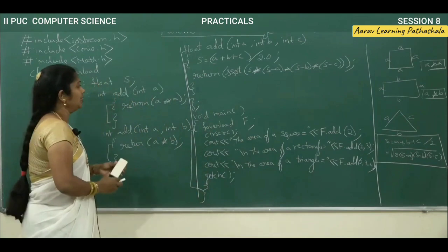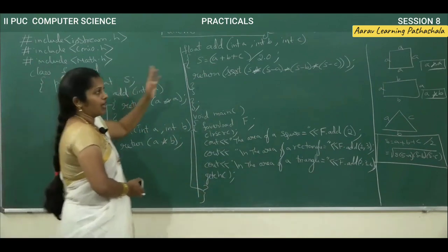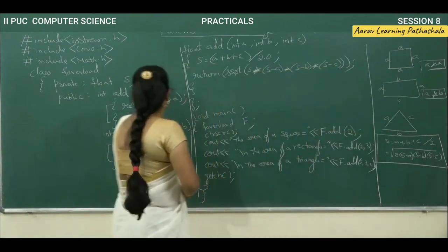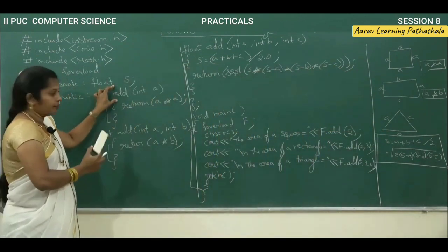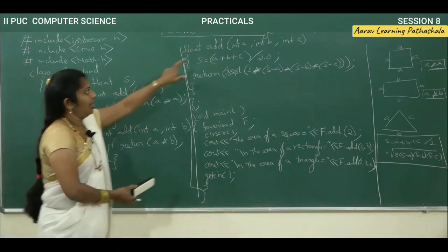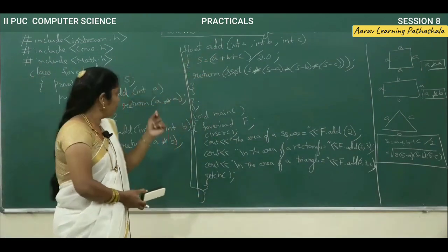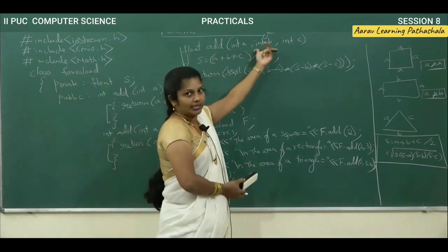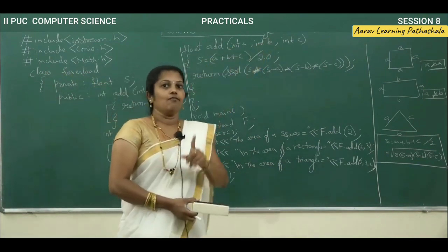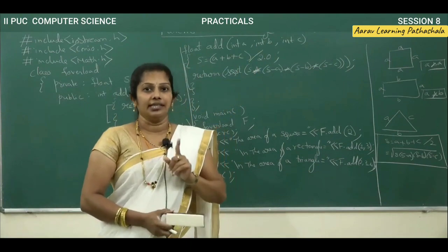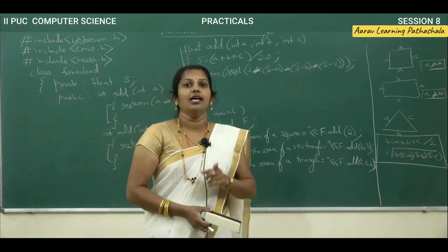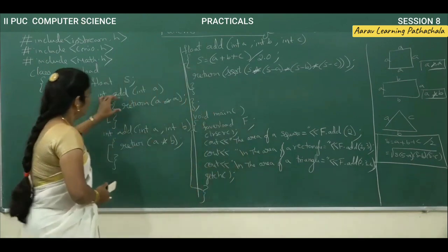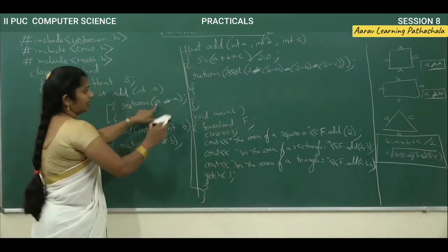Then from this, see what is the aim of the program? To find the area of a square, area of a rectangle, area of a triangle. See, function overloading program. Here also add and add. 3 functions we have: 1 argument here, 2 arguments here, 3 arguments here. What is function overloading? Function overloading means function names are same but differ in number of arguments or data type of the arguments. Here we are finding the area of a square, that is a into a.